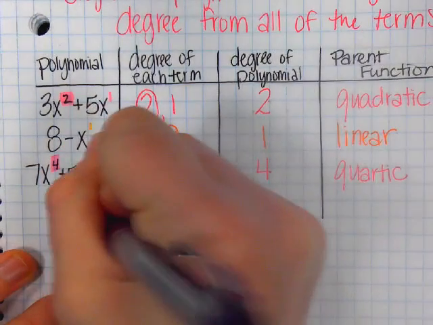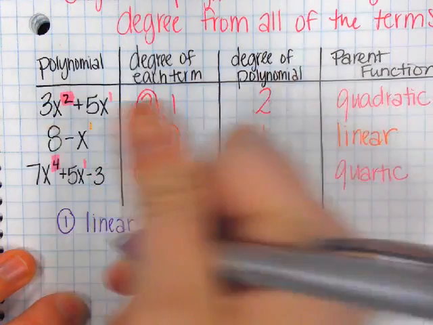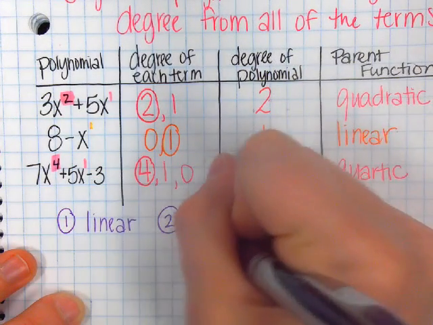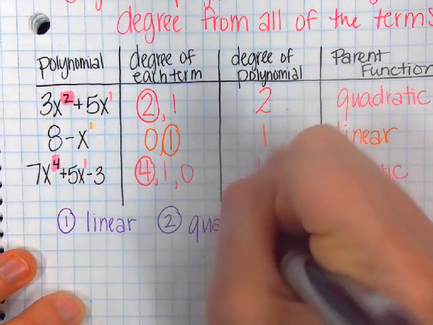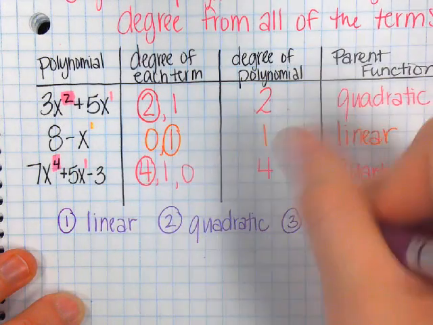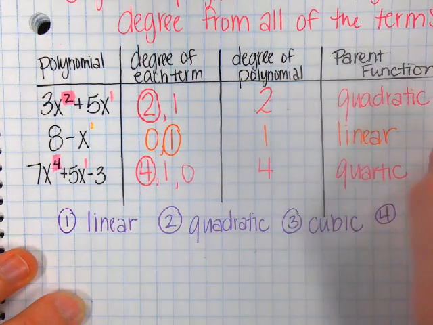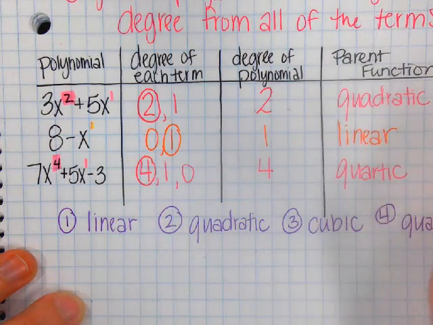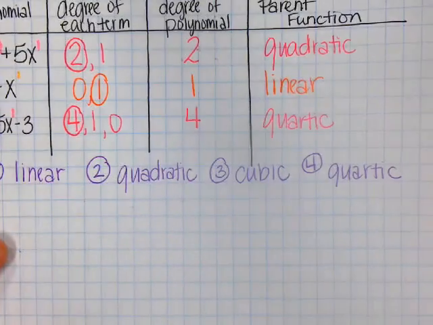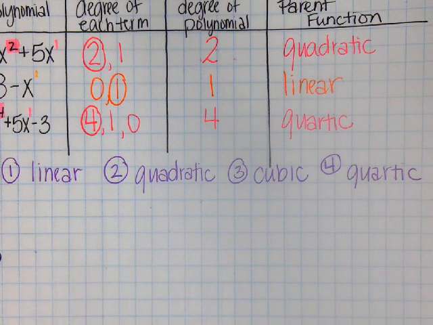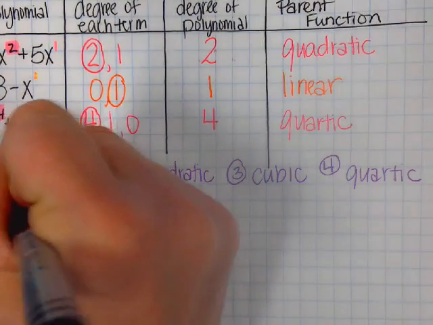But that's just the names of them. So if it's a first degree, it's linear. If it has a degree of 2, it's quadratic. If it has a degree of 3, it's cubic. And 4 is quartic. So those are just for naming the different polynomials.